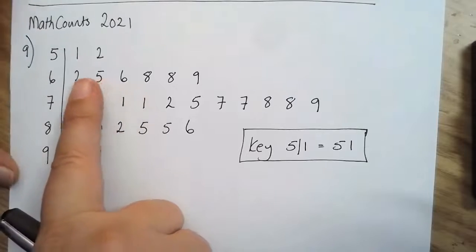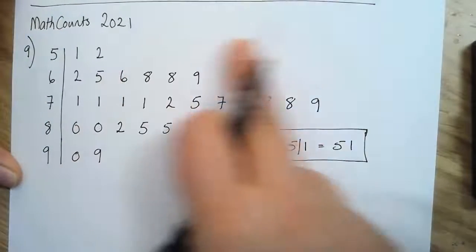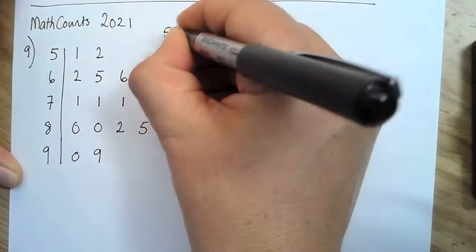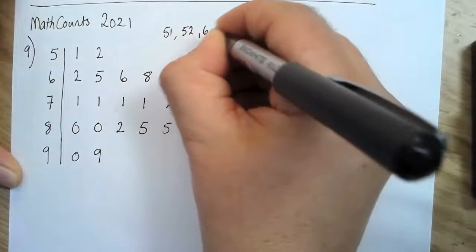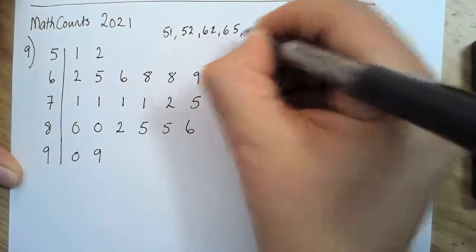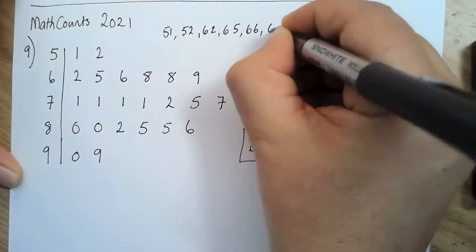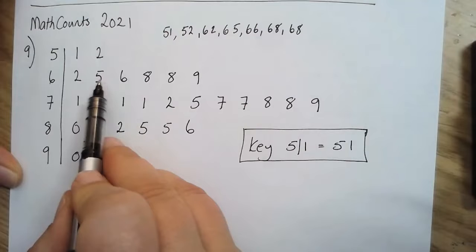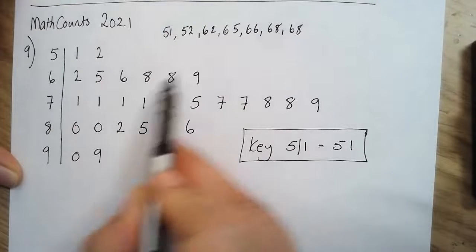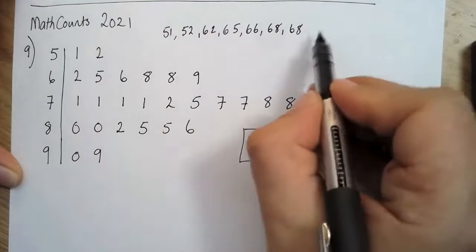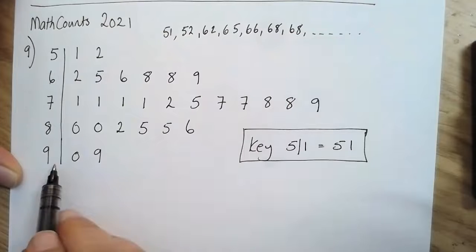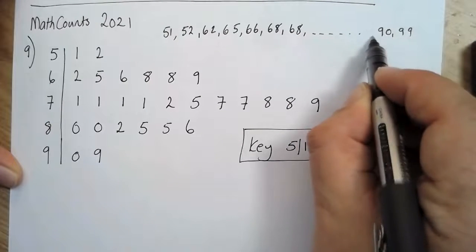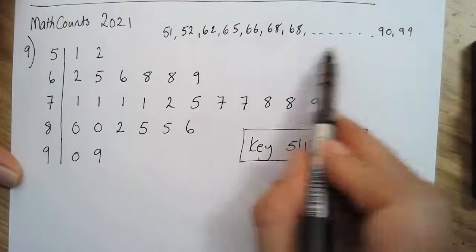So if I was to list all of this data in a row, I'm not going to because there's way too many pieces, but it would start 51, 52, 62, 65, 66, 68, 68, and it would continue until you got all the way up to 90 and 99. Okay, so that's all of those numbers in a long row.